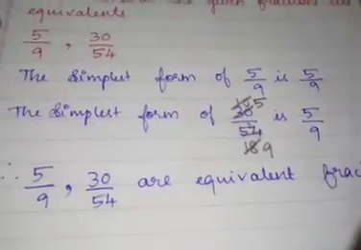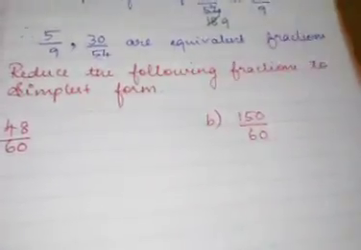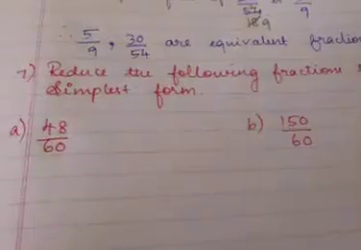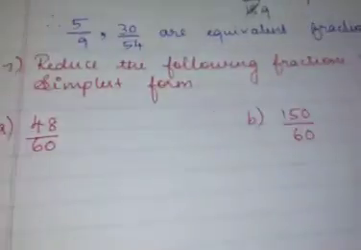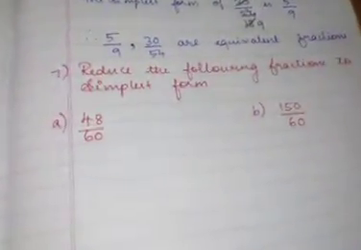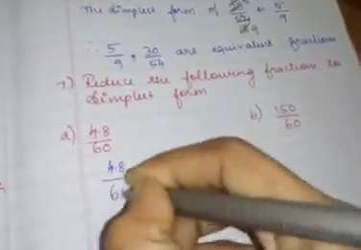If both are the same, then they are equivalent fractions. Okay children, next is your seventh problem. Reduce the following fractions to the simplest form. We are just going to find the simplest form for this question. Simplest form we have already discussed, right? The same way we did equivalent fractions, we are going to do the simplest form.